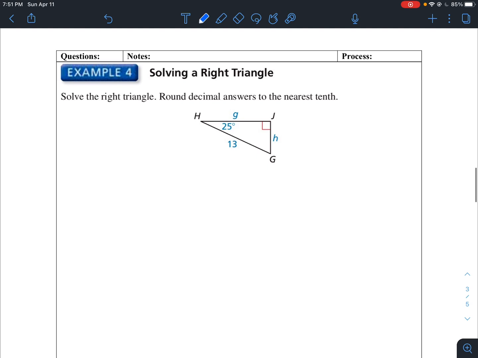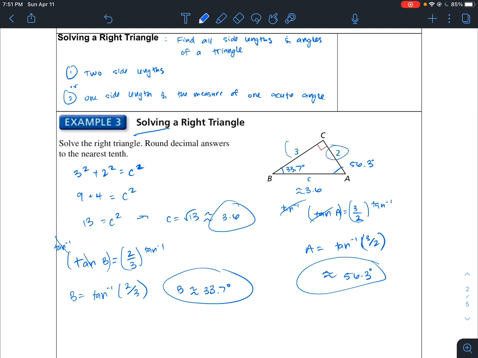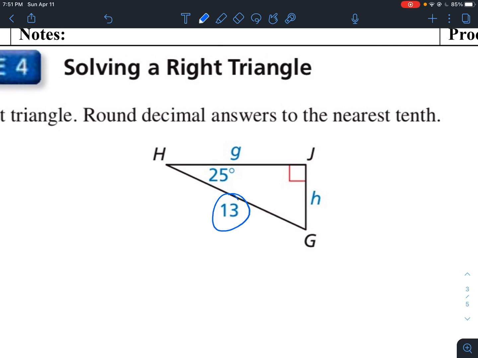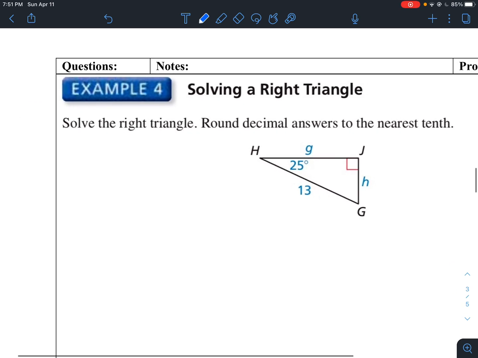Okay, let's go over here to example 4. In the case before, we were given 2 side lengths, which was one of the situations that we could solve this. In this one, we're going to have 1 side length, which is right here, and one of the measures of the acute angles. Now, it would be easy to start by solving for this angle right here, because we already know these 2 angles, and we know the sum of the angles in a triangle is 180.